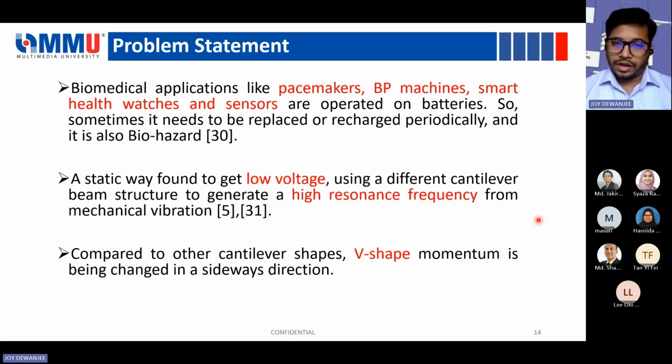So for all of the problems we have examined, we already did a literature survey of all the different types of shapes. We are considering the V shape because it has the best ability to generate resonance frequency, and it has an angle difference where it can be used easily in the human body, and it also generates voltage.